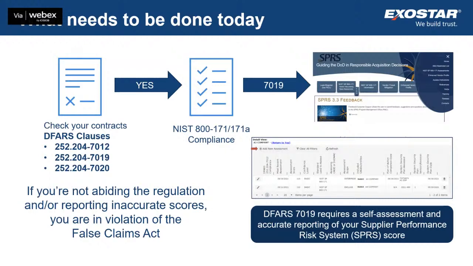If you haven't implemented a particular step, you basically get a numerical score on that. If you've implemented it, you get a 1, and your final score is 110. If you haven't implemented something, you get somewhere between a -1, a -3, or a -5, depending on the control itself. That score that you receive is what you then enter into the SPRS system. So that's where you need to be today in your overall current state.